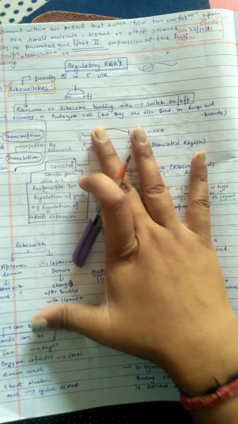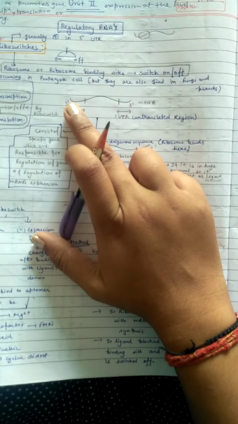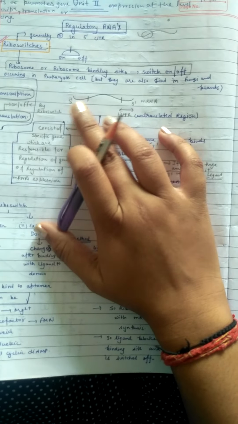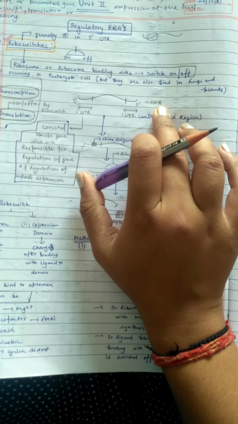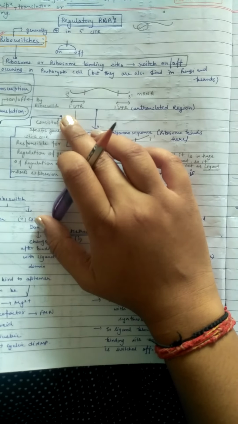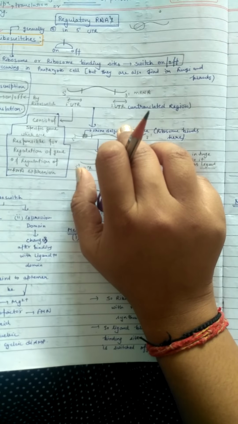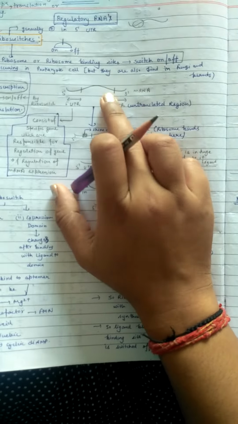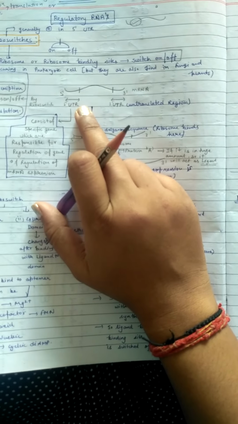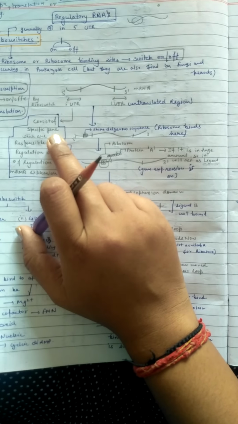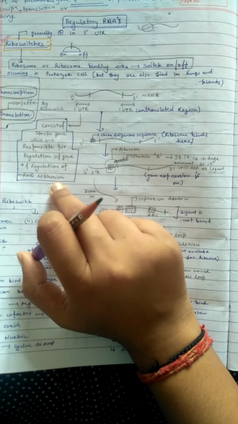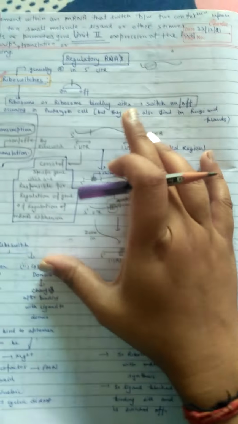From here the video starts. As you can see, any mRNA has a 5 prime and a 3 prime end. This is the mRNA structure. On the 5 prime end and the 3 prime end, there are two types of regions known as untranslated regions. The 5 prime UTR, that is the 5 prime untranslated region, consists of a specific sequence which is responsible for regulation of mRNA expression. Basically, why are they said like this?